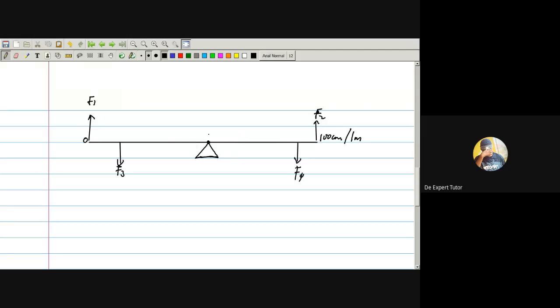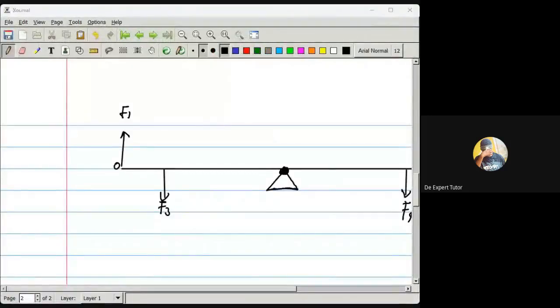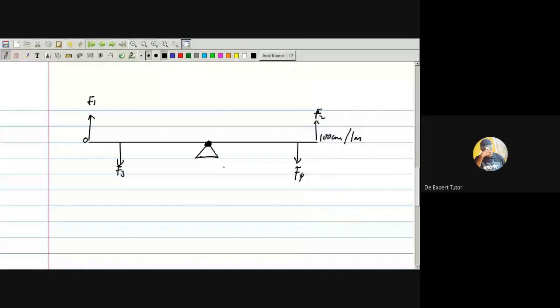This is the point where we will be taking moments, because this is the point where this meter rule can move over. So this is where we are picking our moments from, this knife edge.